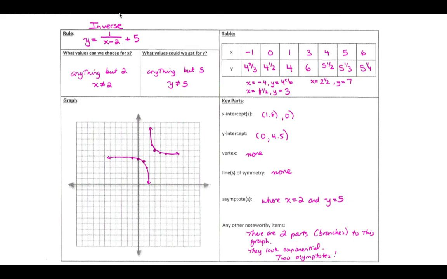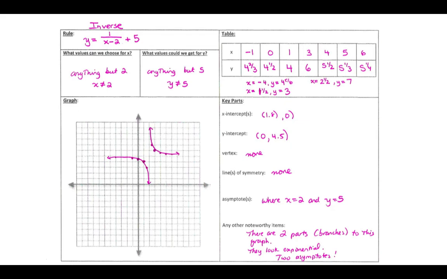Now, when I look at this problem, I have a fraction of 1 divided by something. If I take one whole and I divide it by anything, I'm always going to get something. Something tiny, something big, but I'm always going to get something. That means that the fraction part of this rule would never equal 0. I can't take one whole thing, divide it by some amount, and get nothing. So if I'm never going to get 0 for the fraction, then I'm never going to get 5 as an answer for y. So anything but 5 is going to come out.